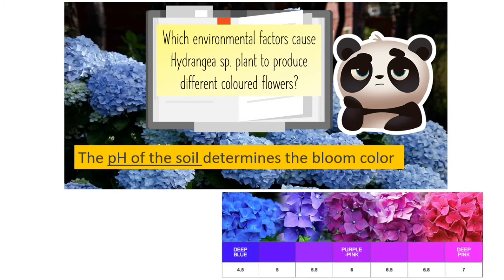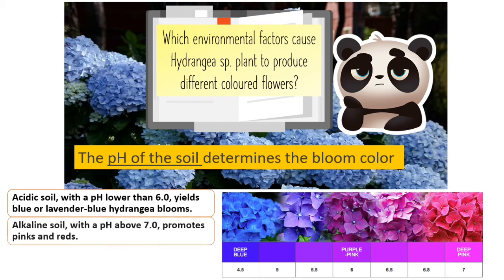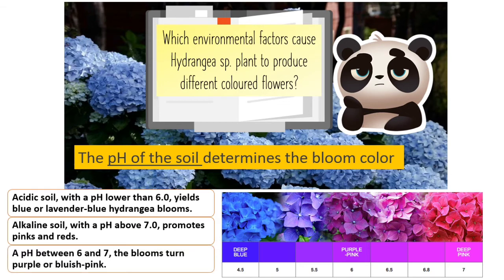There is variation of color in the hydrangea plant. In acidic soil, with a pH lower than 7, the plant yields blue or lavender blue hydrangea blooms. In alkaline soil, with a pH above 7, it promotes pink and reds, and at pH between 6 and 7 the blooms turn purple or bluish pink.